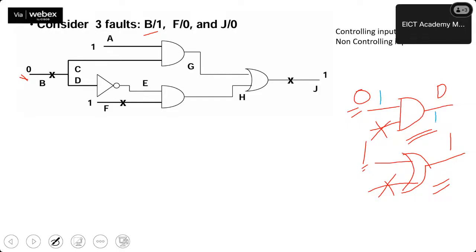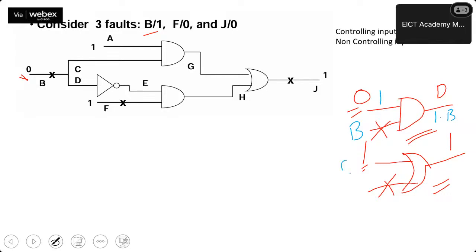So the output will be decided by 1 AND whatever the other branch is. Let's say B is the other branch. So 1 ANDed with B is the output. So B is going to control now, because 1 was the input which was non-controlling. So B is the one which is going to control.